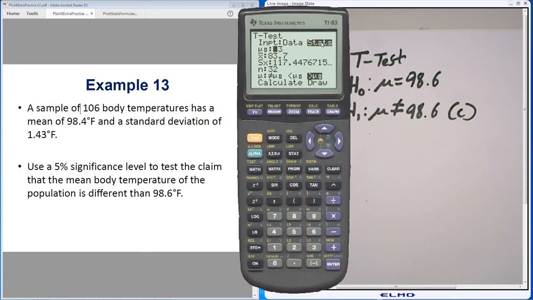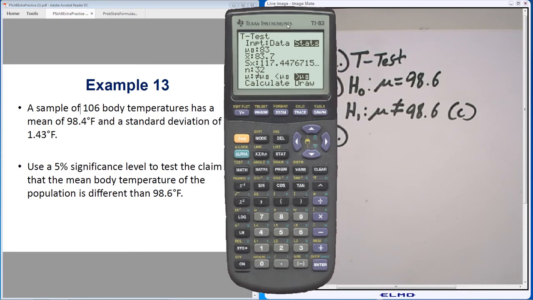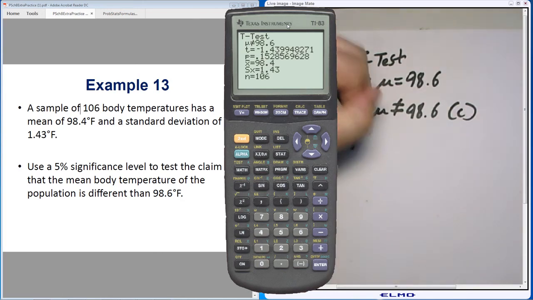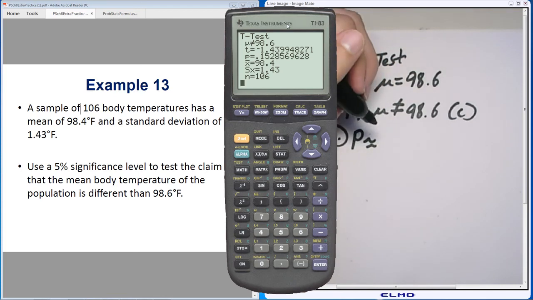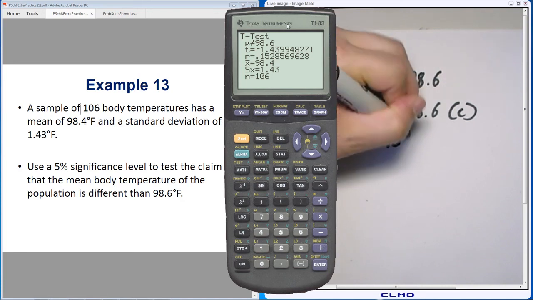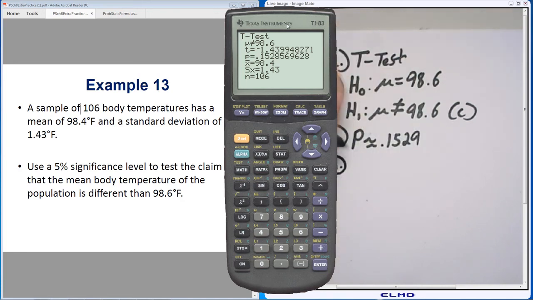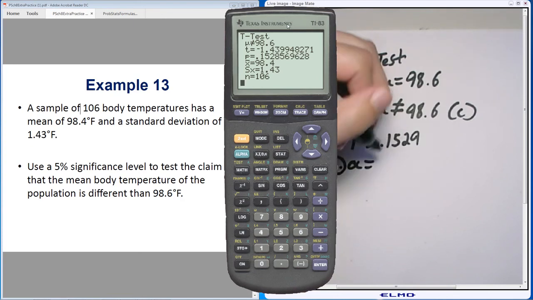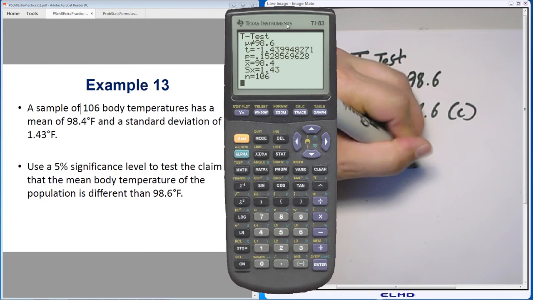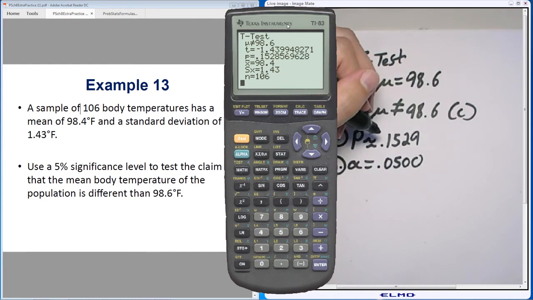We have stats this time. Make sure it's labeled. Mu sub 0 is 98.6. X bar is 98.4. Standard deviation 1.43. 106 people total. All right, when I calculate, here's what I get. The P-value is 0.1529. Compare that to alpha, which is 5%, 0.05. Put some more zeros on there. P is bigger, so we fail to reject the null.